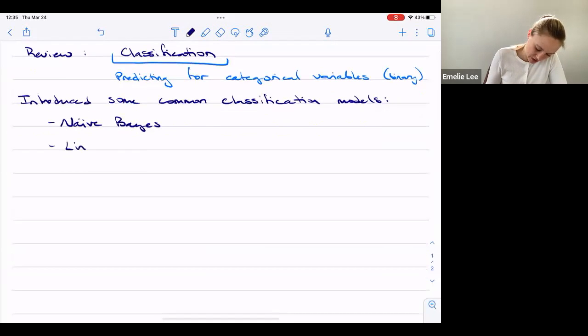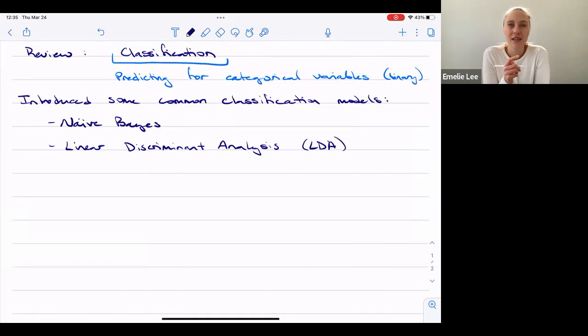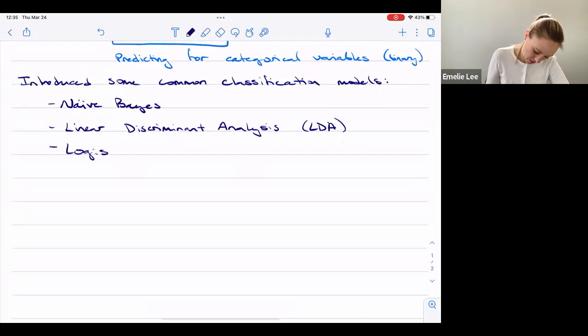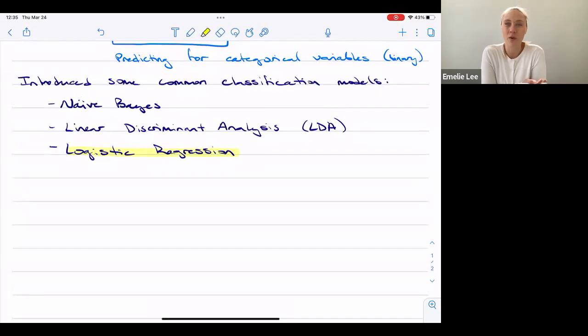We talked about linear discriminant analysis, which we abbreviate LDA. And what else did we talk about? I feel like then we went to logistic regression, which is kind of our main player here, logistic regression. Here's kind of the one to focus on, right?